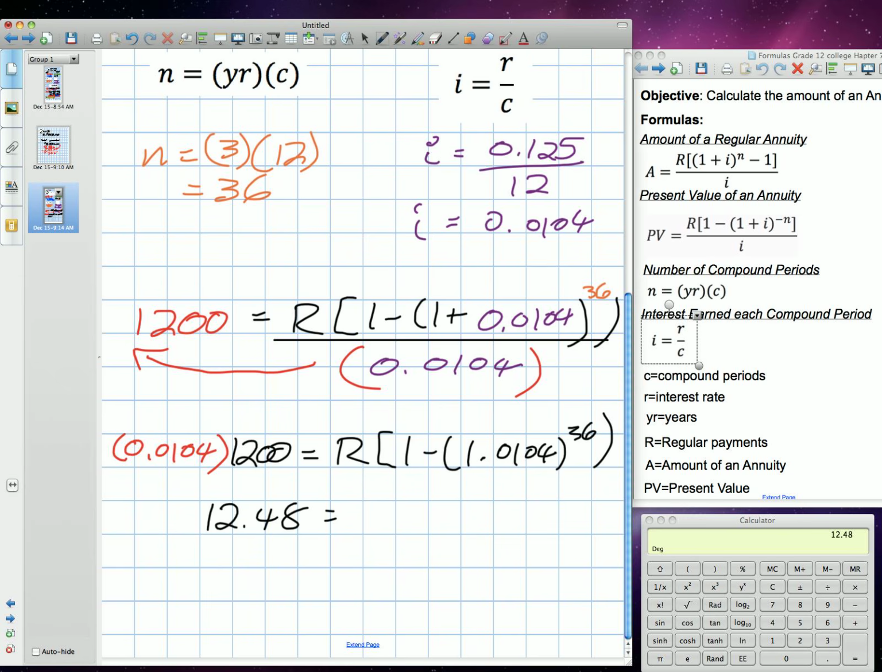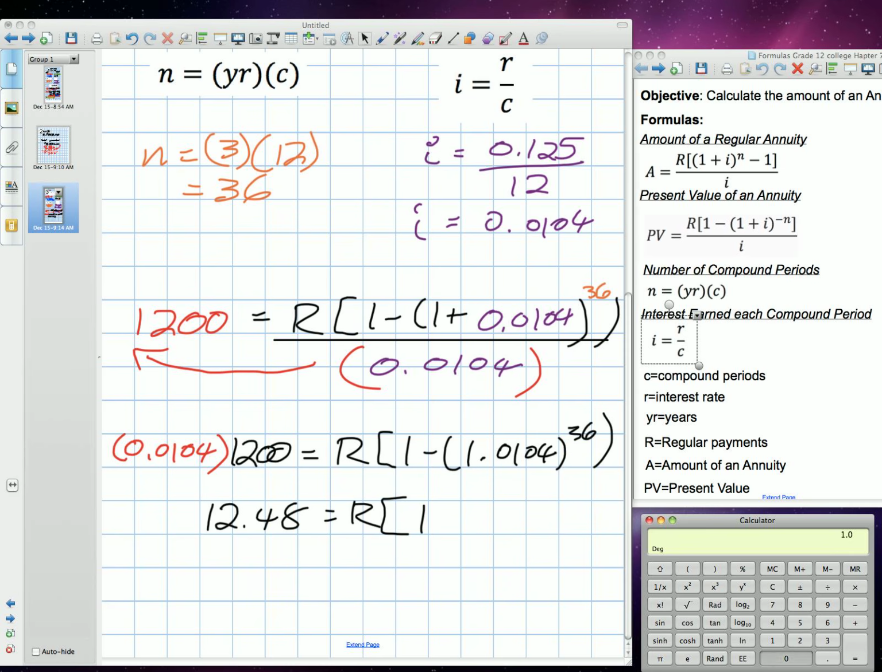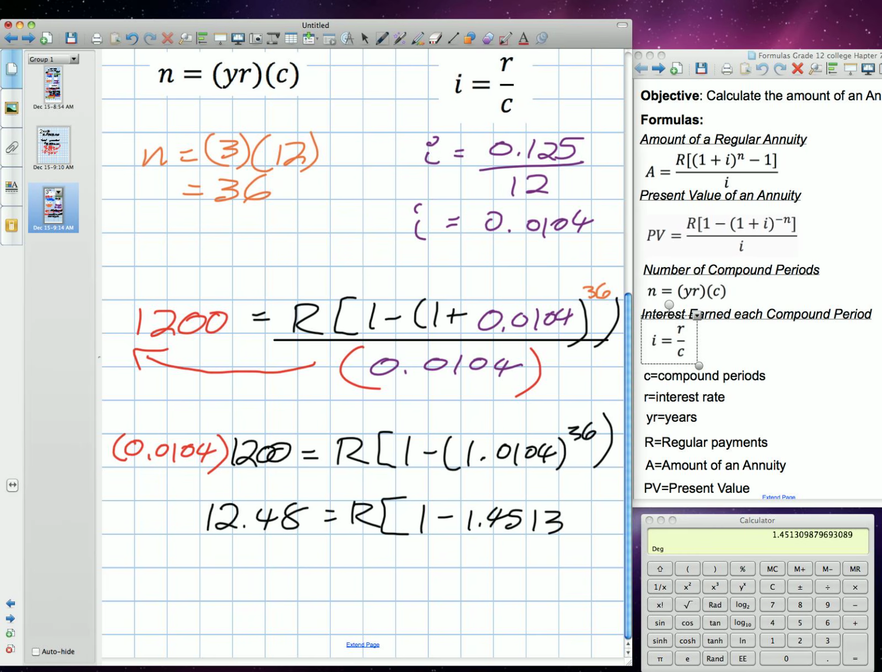All right. Now what we're going to do is put 1.0104 to the power of 36. We're going to calculate this. So we get 1.04. Oh, I wrote that wrong. 1.0104 to the power of 36 is 1.4513. Thank you, Taylor. And the last step on the right side is to simplify those brackets. So the regular payments times 1 subtracted by that. This is going to be a negative number here.